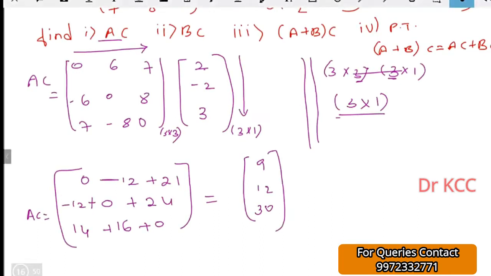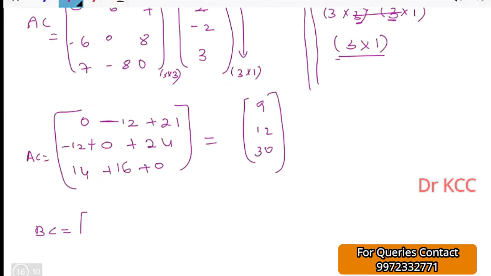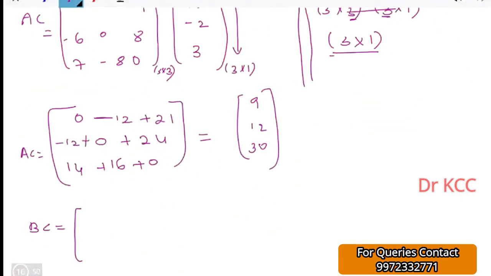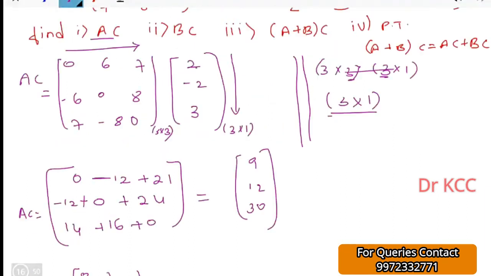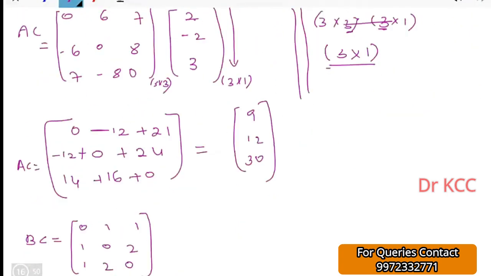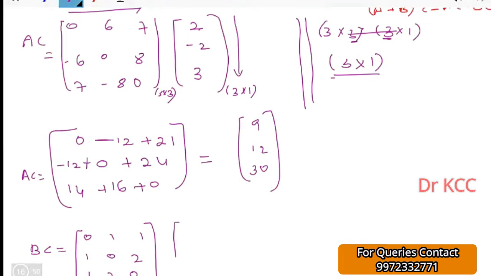So next one, they're asking us to find out BC. So we'll go ahead and find out BC. So what is B matrix here? B matrix is 0 1 1, 1 0 2, and 1 2 0. So multiply with C matrix. C matrix ಇಲ್ಲೇ ಇದೆ, that is 2 minus 2 3.